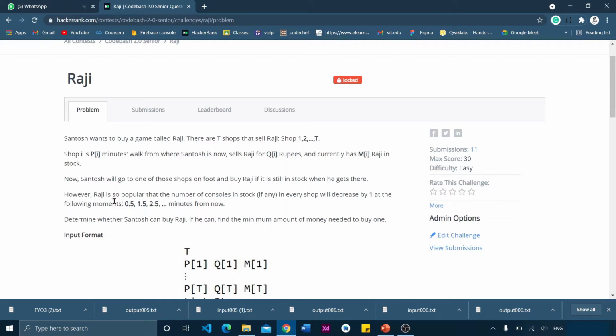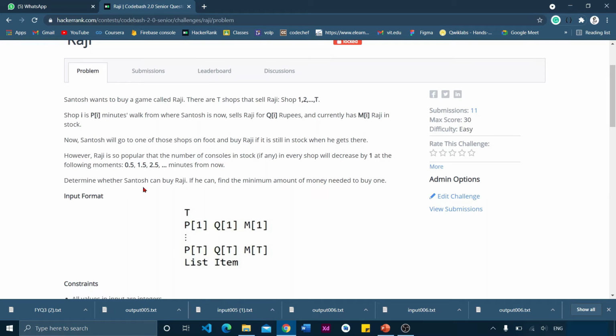However, the game is so popular that the number of consoles of the game in stock in every shop will decrease by 1 at the following moments: 0.5, then after 1 minute, that is 1.5, then 2.5, and so on minutes from now. We have to find whether he can buy the game, and if he can, what is the minimum amount he would have to pay to buy one.